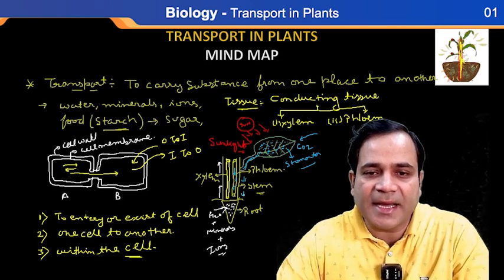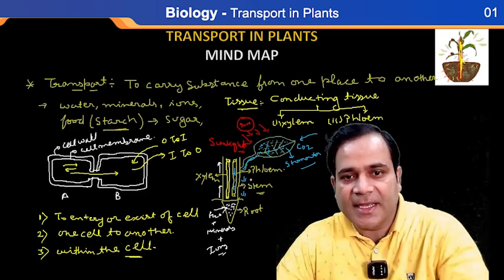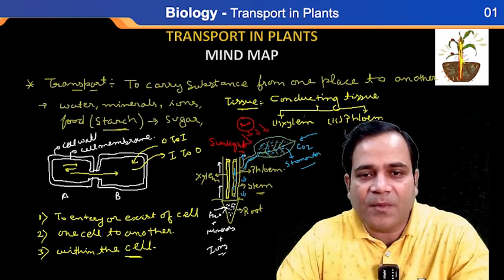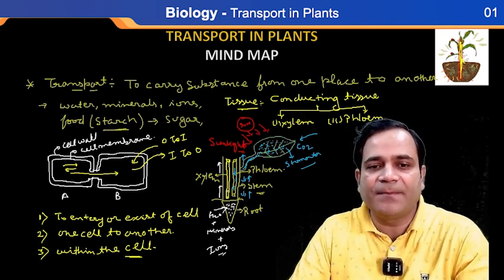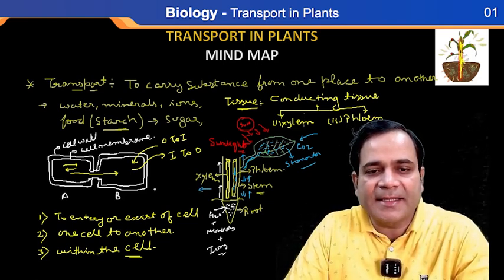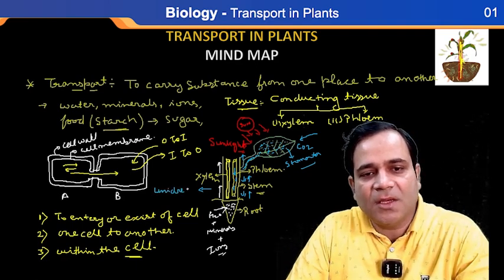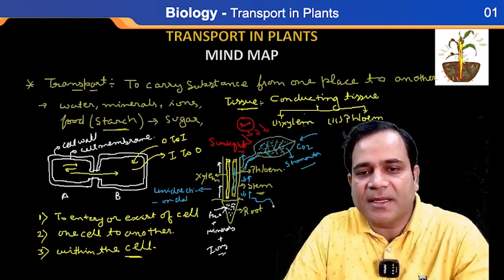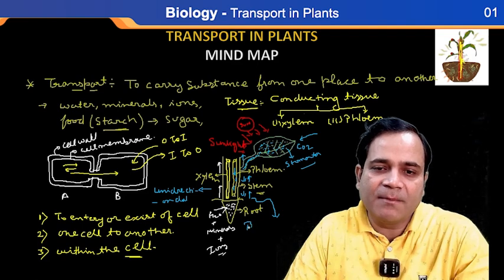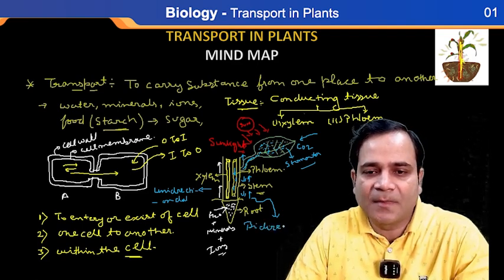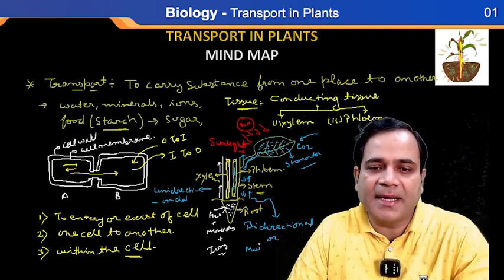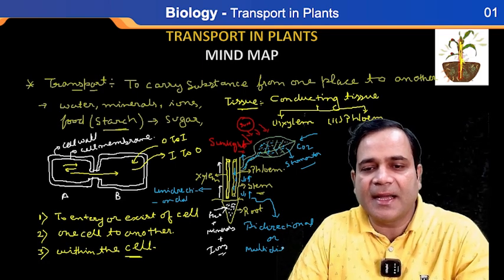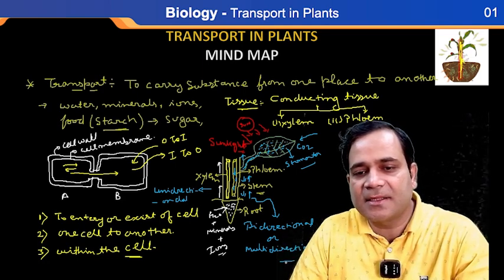So see, here the direction is what? Downward as well as upward also. So here the movement is what? Unidirectional. But here the movement is what? Bidirectional, or you say multidirectional, my dear. Yes, multidirectional also we say.